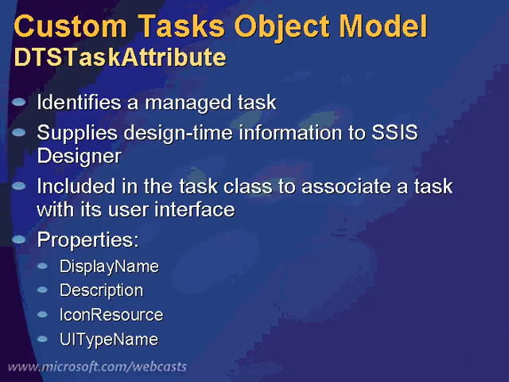The DTSTask attribute, as a required attribute, is mainly used by the SSIS designer. It uses the properties that you define here to locate the assembly in the GAC. After the assembly has been located, it uses the other properties to load the icon, name, description, and so forth of the task.